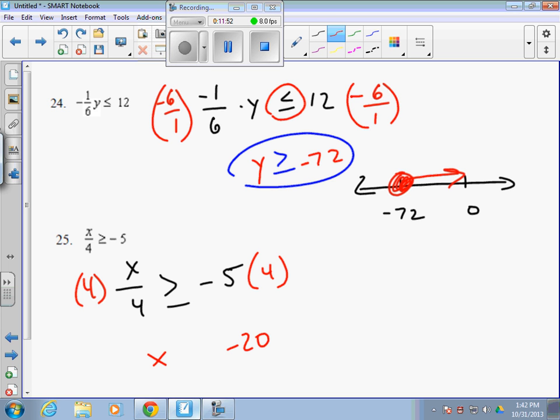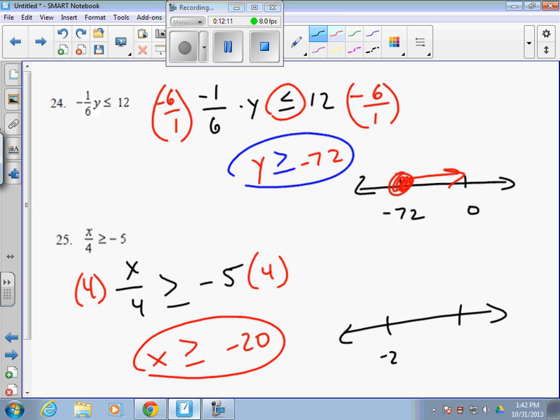You have to make a decision. Do you flip the inequality here or not? We multiplied, but notice we multiplied both sides by a +4. Even though there's a -5 on the right, that does not change the inequality. They both multiplied by a +4. So when we graph that inequality, again, two numbers, -20 and then 0, greater than or equal to means color the bubble in and everything to the right.